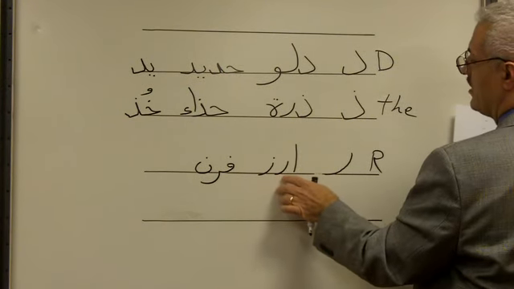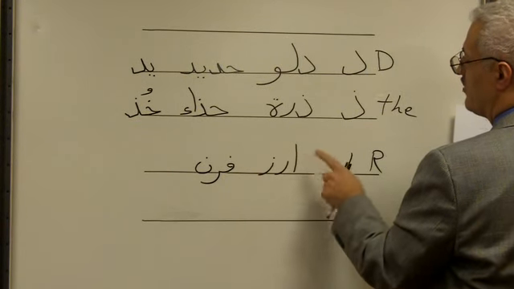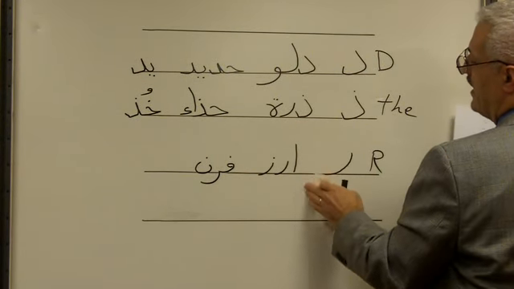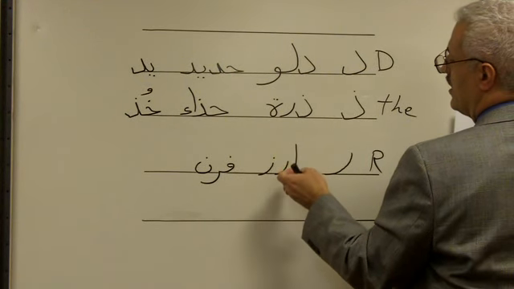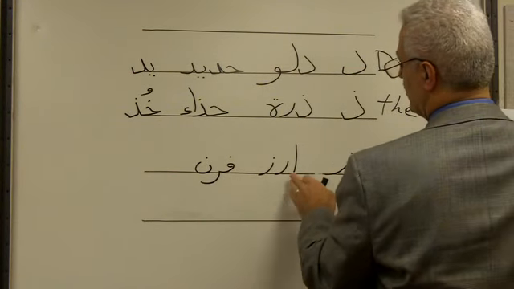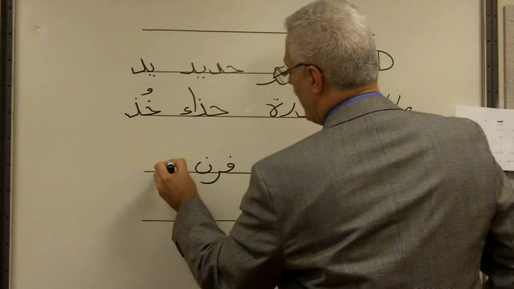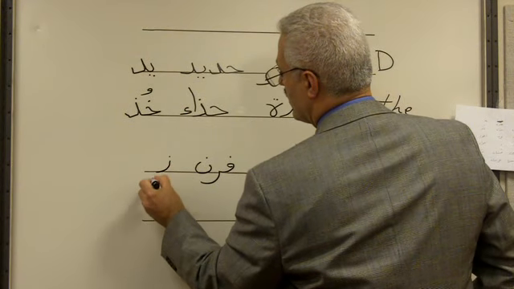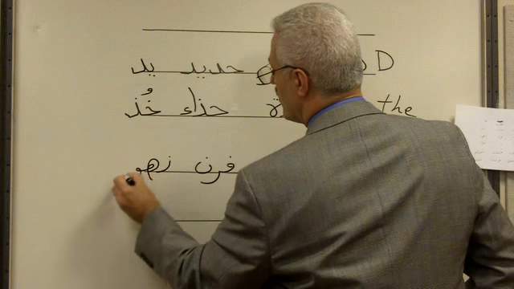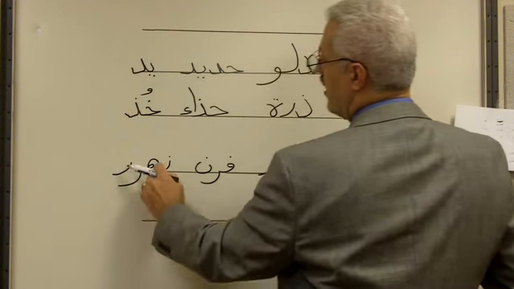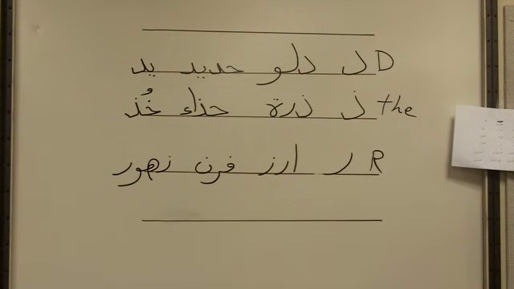So this is how the R looks in the middle of the word, connected and unconnected. Now the reason here it's not connected, you have to remember what I told you about the alif. The letter that comes after it is not connected to it. So this is arroz, this is furan. And the last word is zuhur. And this is the ra at the end of the word.